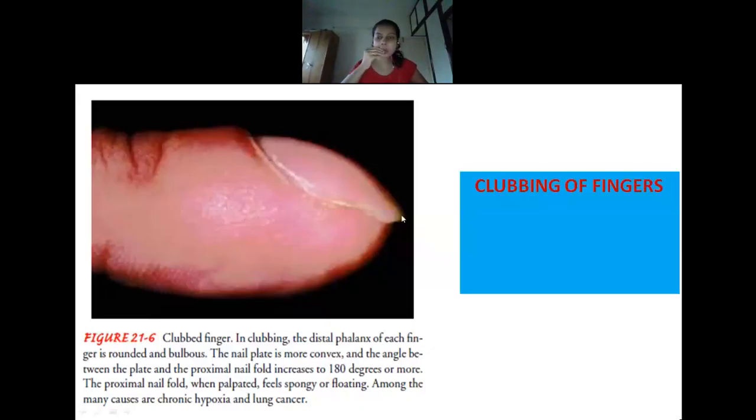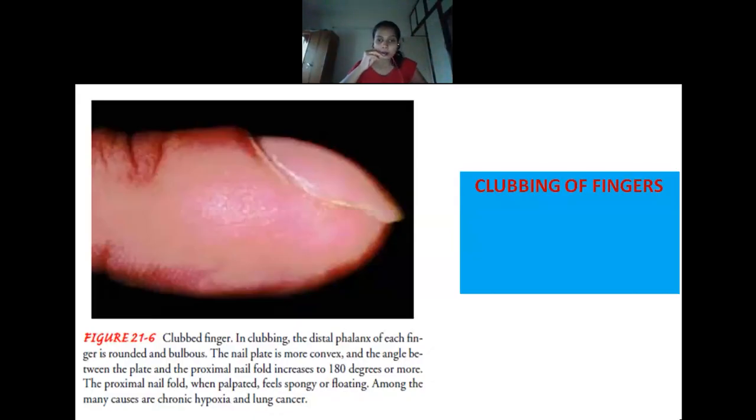So next is continuation. We'll start with clubbing of fingers. Already I have told regarding clubbing of fingers, isn't it? This is a figure of a nail, that is clubbing of fingers. Already I told, clubbing doesn't mean that it is attached. Clubbing of finger is a condition in which the fingertips become bulbous. Normally the fingertip is there, it becomes like a bulb shape.